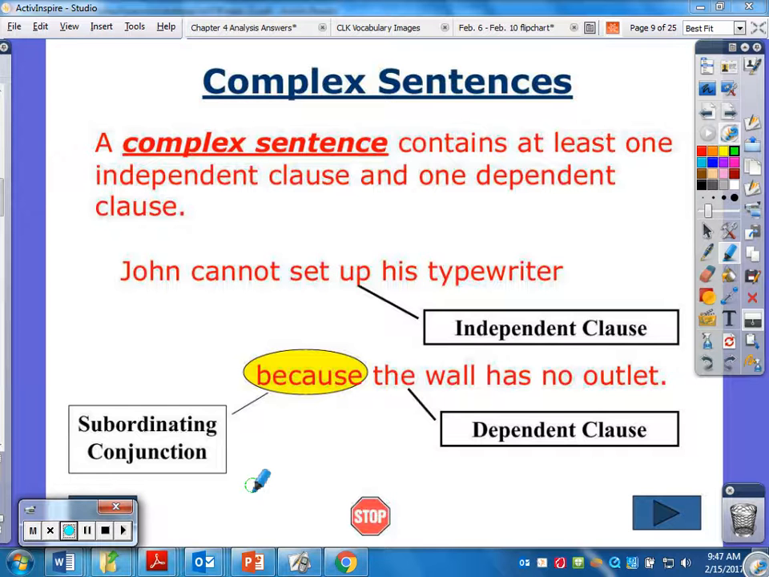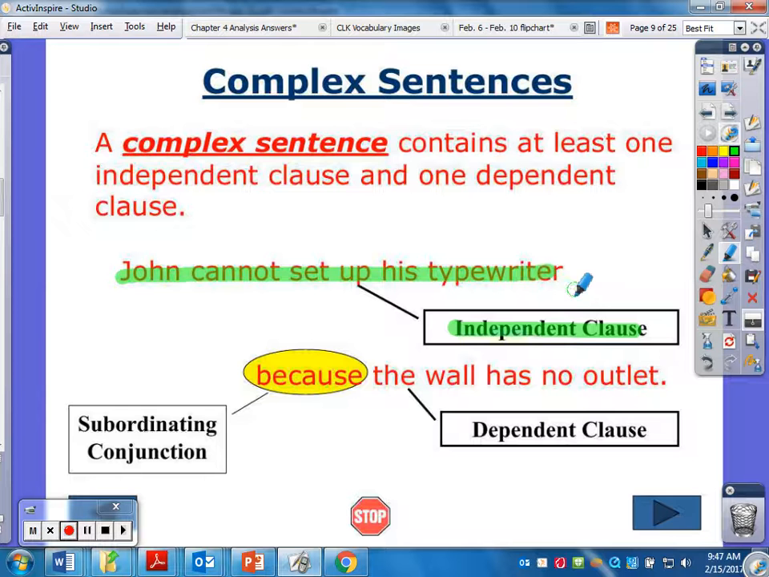A complex sentence contains at least one independent clause and one dependent clause. Here is our example. John cannot set up his typewriter because the wall has no outlet. John cannot set up his typewriter is independent. Why? It can stand alone.